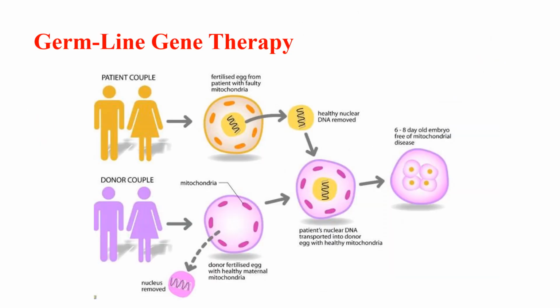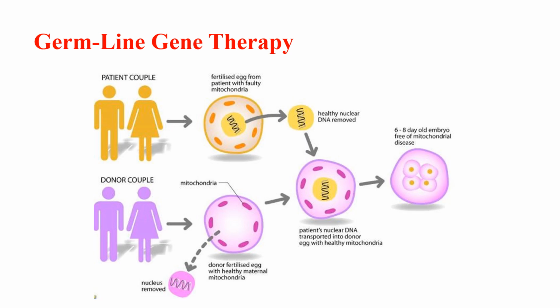Next is germline gene therapy. As the name indicates, germline gene therapy is the replacement of defective genes in germ cells. This type of gene therapy allows for the correction of disease-causing gene variants that are certain to be passed down from one generation to the other. This type of gene therapy requires the insertion of the gene into the reproductive cells before cell differentiation.